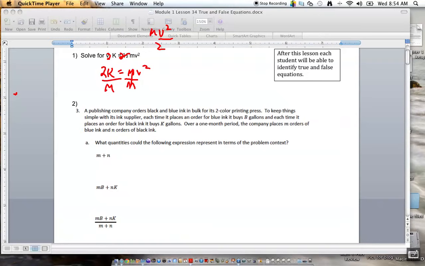Now, what is the opposite of to square something? Not square something. Square root it. So what I'm going to do is square root and square root. So I get the square root of 2k over m equals v.